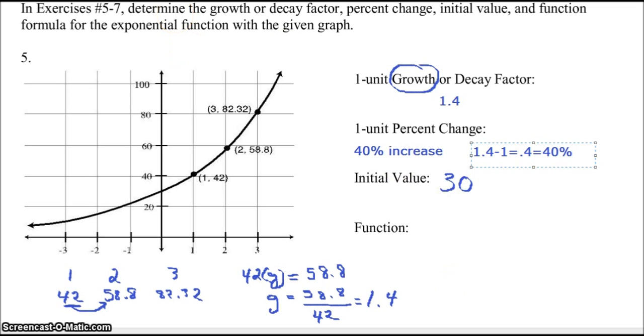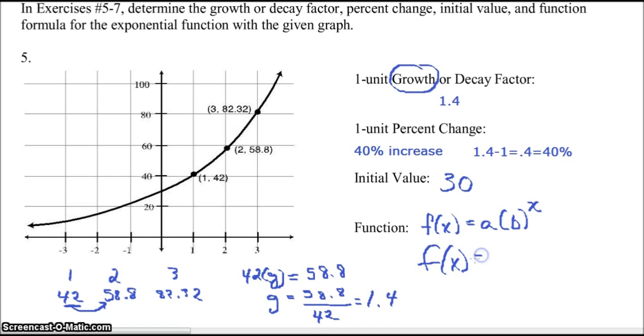Alright, now we know our function. It's always f of x equals the initial value times the growth factor raised to x. In this case, we have the initial value is 30, the growth factor is 1.4, and our input x.